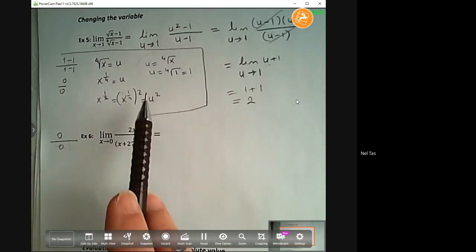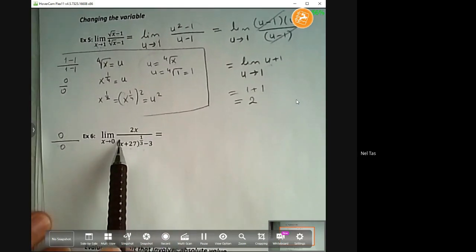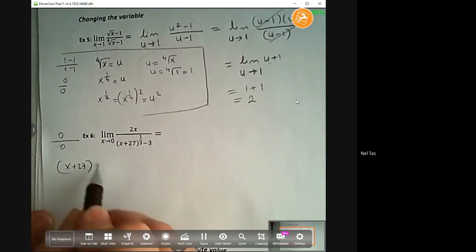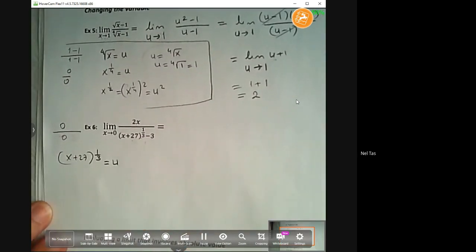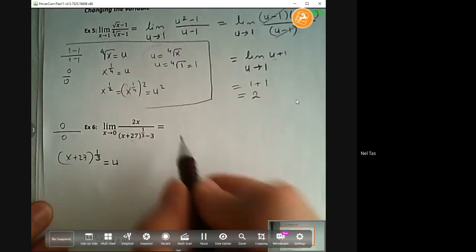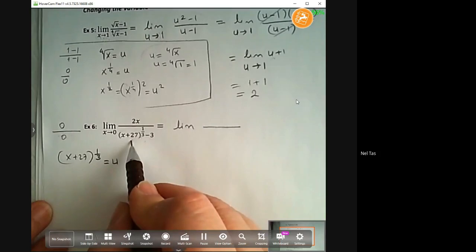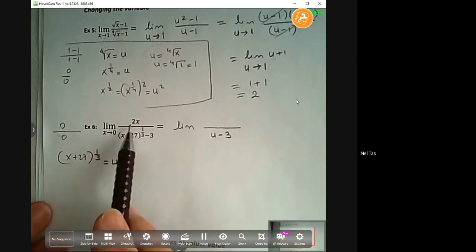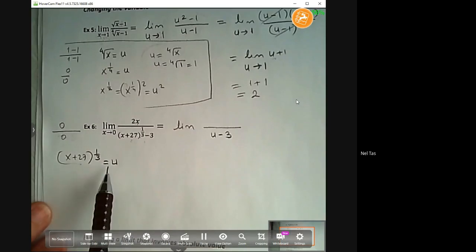Therefore, again, we're going to use the changing the variable method. So in this case, we're going to take, let's say, this one, x plus 27 to the power of 1 over 3, and we're going to assign a variable for it. Let's say u. Okay, then you get what? So limit in the denominator: x plus 27 to the power of 1 over 3 is u, so u minus 3. Okay, how about x, right? Now you have to check what x equals in terms of u.